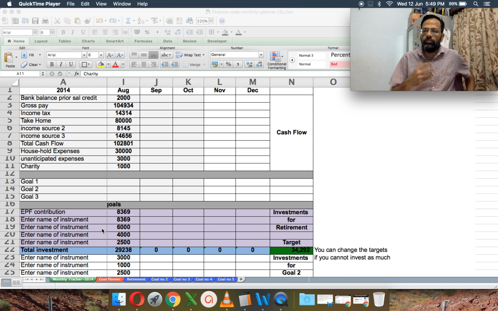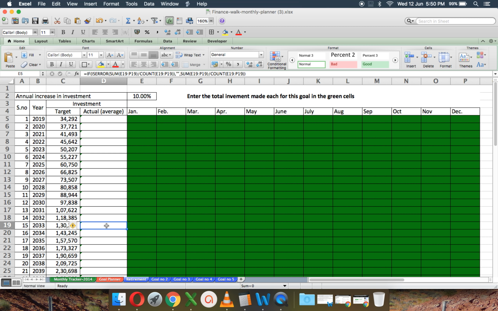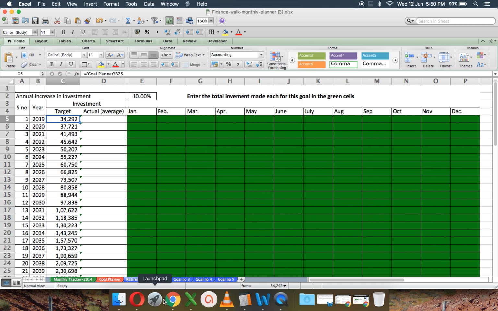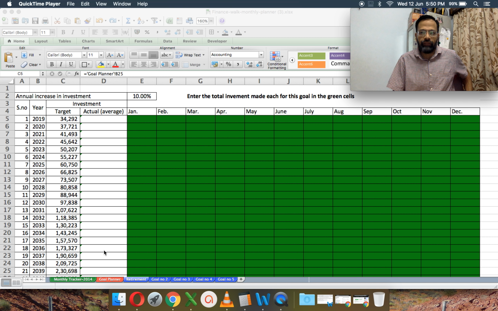But in order to make it easier for people to start using it, I've created these blue tabs you can see here. I've created investment trackers here. I basically set this as my target corpus. This target corpus you can get from the output of the goal planner. There's a goal planner here; we'll come to that finally. The output of the goal planner is here, and the annual increase in investment is also from there. Suppose I set it as 10%.